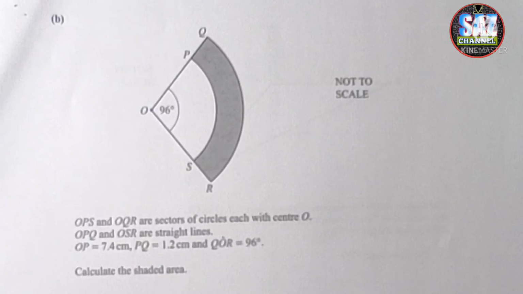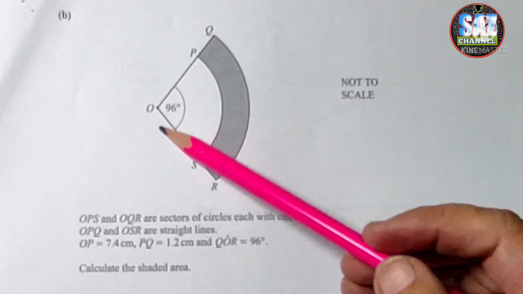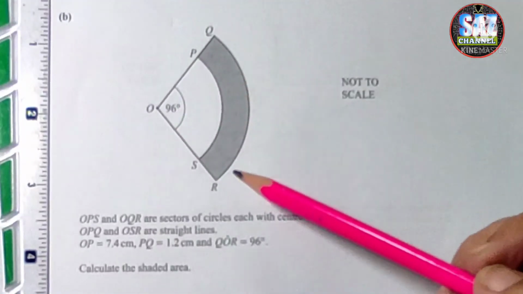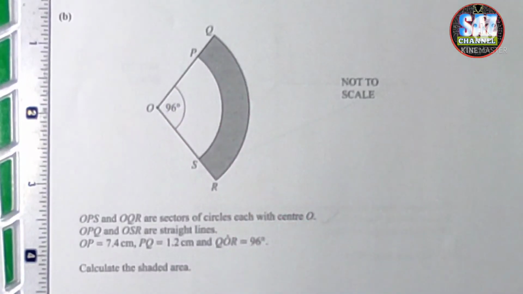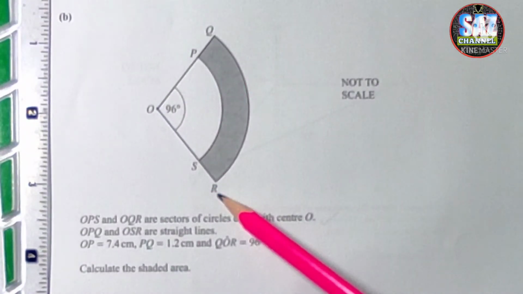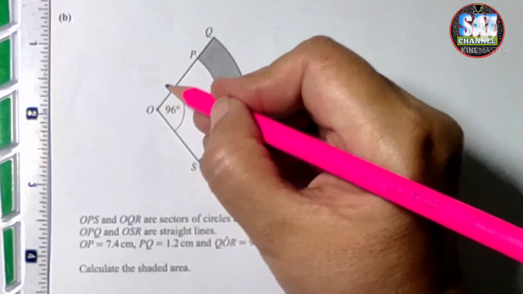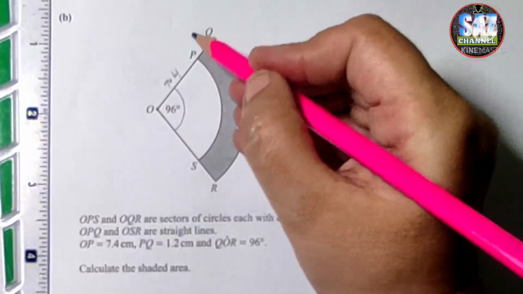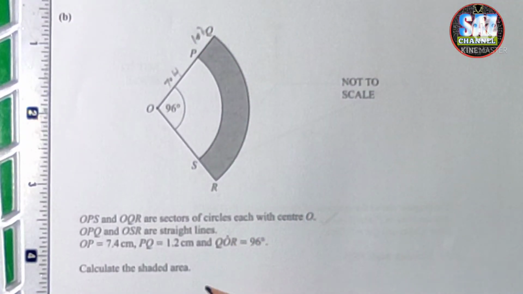The next part says that OPS and OQR are the sectors of the circles with the center O. Both have the common center. OPQ and OSR are straight lines. O to P is 7.4, and P to Q is 1.2, and angle POS, the common angle, is 96 degrees. Calculate the shaded area. Look students, very easy and interesting question.